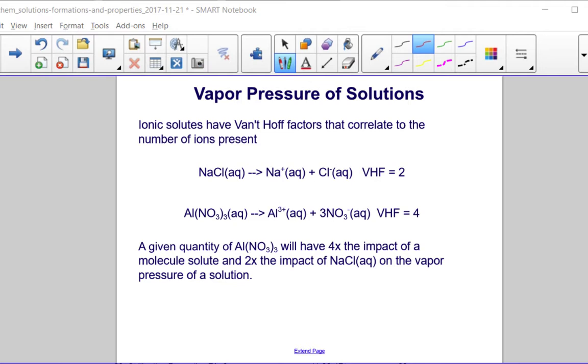A quantity of aluminum nitrate will have 4 times the impact of a molecular solute and 2 times the impact of NaCl on the vapor pressure of the solution. So if I had equimolar concentrations of, say, glucose, sodium chloride, and aluminum nitrate, I would expect a 4 times change in the vapor pressure for the aluminum nitrate as opposed to the glucose, and twice as much as the NaCl.